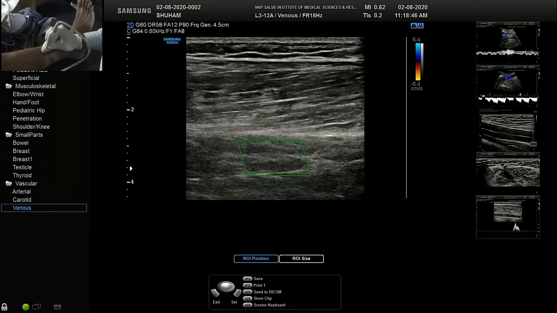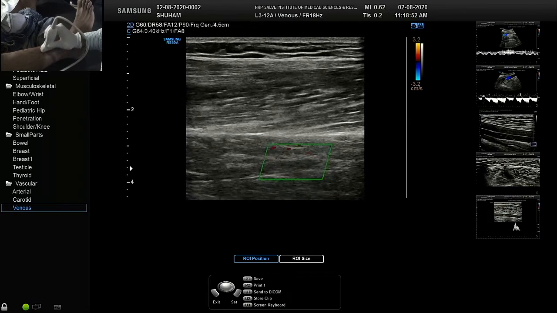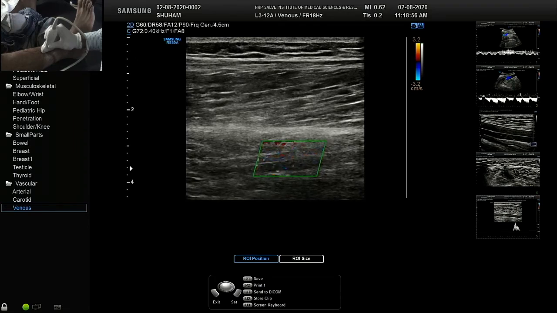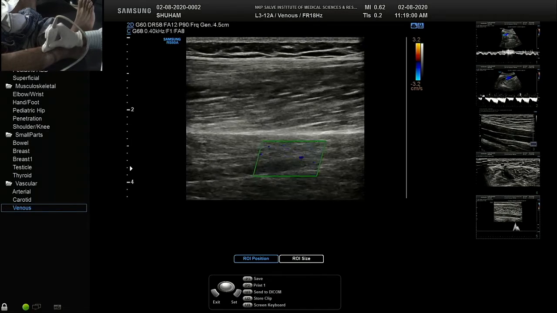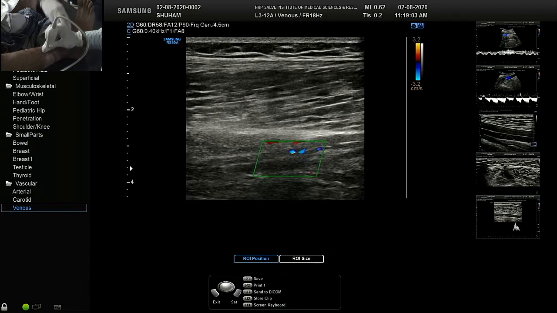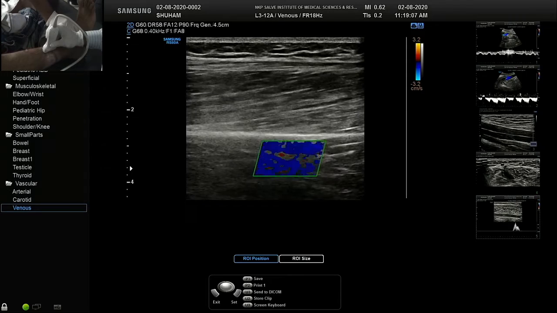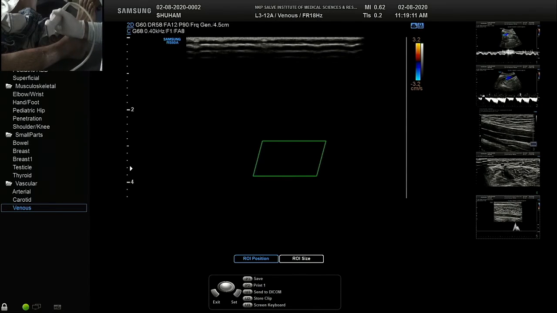So we will steer it this way, try to see, reduce our scale, whether we are seeing the flow, what is the color gain, we will increase that. You can see that flow in the artery. Compress the vein, augment the vein. On augmentation there is a flow in the tibial veins. The same can be traced up to the interosseous membrane.